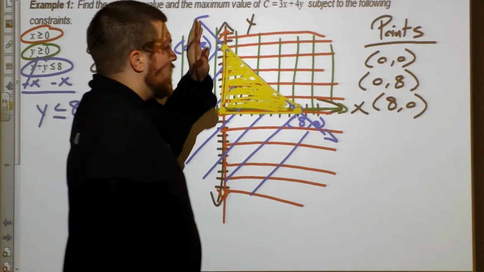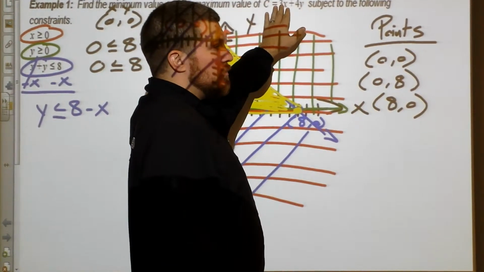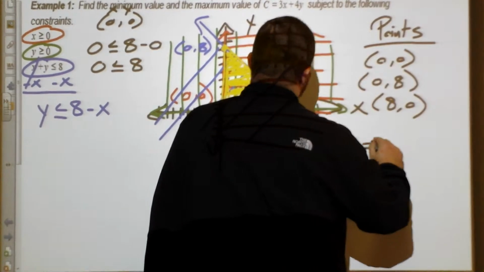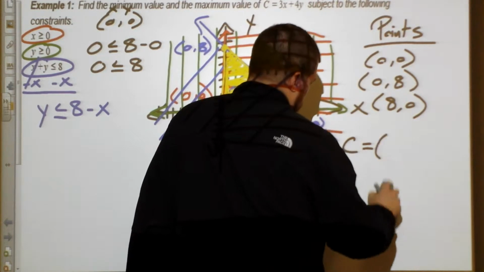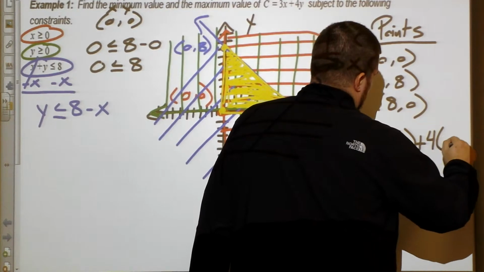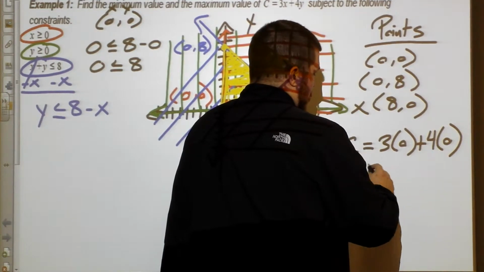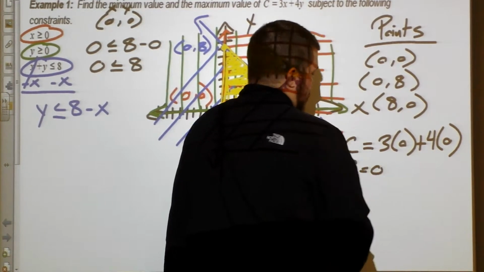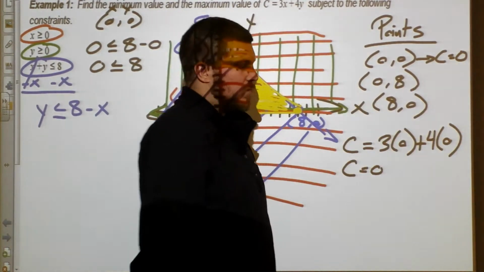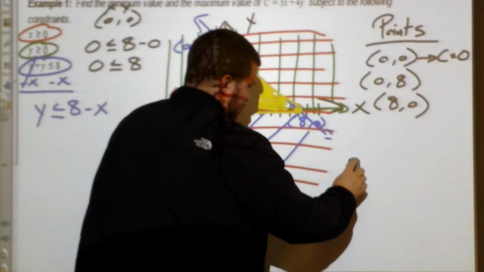And again, what I'm going to do is, one at a time, take my point, (x, y), x always comes first, and plug it into my objective function. So for (0, 0), I have C equals 3 times 0 plus 4 times 0. But that's pretty easy. 3 times 0 is 0. 4 times 0 is 0, so I have the cost is 0. So my C, my cost, is 0. Okay, I'm done with that scratch work. Move on. Erase the scratch work.